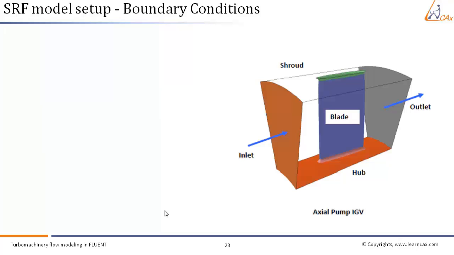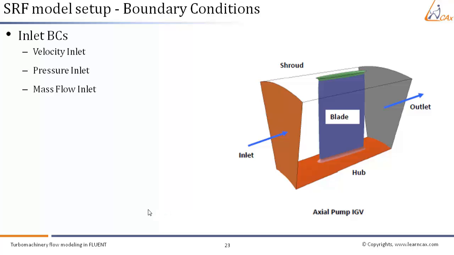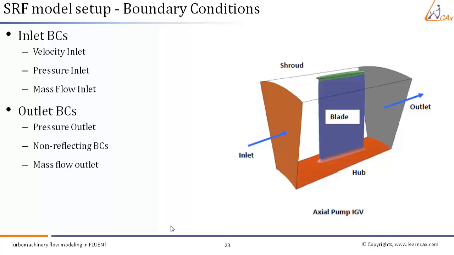We have seen the setup and inputs for cell zone conditions for the moving reference frame. Next settings are the boundary conditions. Let us list the different boundary conditions that can be used here. Let us take one boundary condition at a time and see what moving reference frame inputs are required in their setup. We can use inlet boundary conditions like velocity inlet, pressure inlet, mass flow inlet, and outlet boundary conditions: the pressure outlet, non-reflecting boundary conditions, and the mass flow outlet.